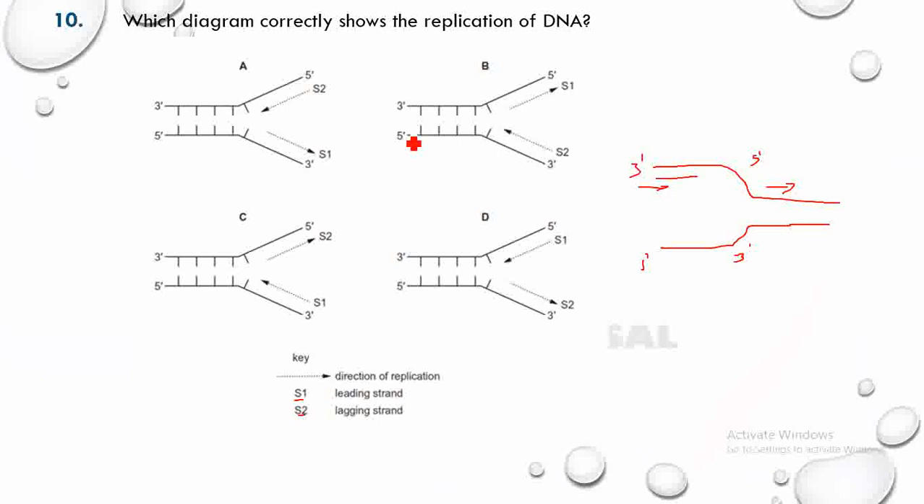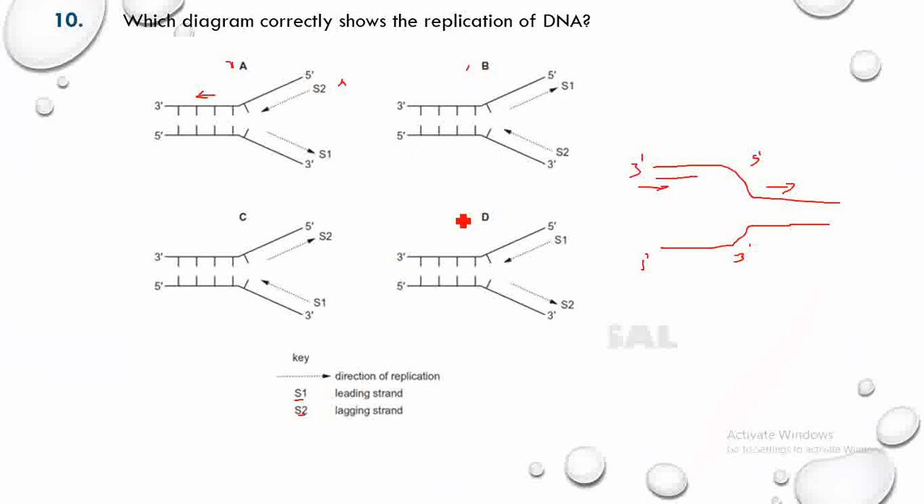So if we check this A, 3 prime to 5 prime, this is S2, and S2 goes in the same direction. The lagging strand is formed in the opposite direction of the unwinding process. That is why it is formed by discontinuous replication. So anywhere you see S2 in the same direction as the unwinding process, that is wrong. Which other place do we have S2 in the same direction? This is going in the same direction, so that eliminates A and B.